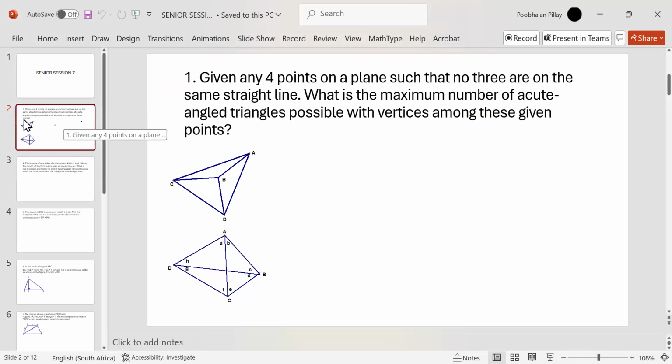So what we've got here is 4 points, and no 3 are in the same straight line. So I'm just drawing 4 points here. Now, you want to draw a triangle whose vertices are on these points. So that means 3 vertices will be occupied and 1 vertex will be left out. So if you want to draw all the possible triangles, all you have to do is to leave out 1 vertex. Suppose I leave out this vertex, and then the triangle that we have here is this one.